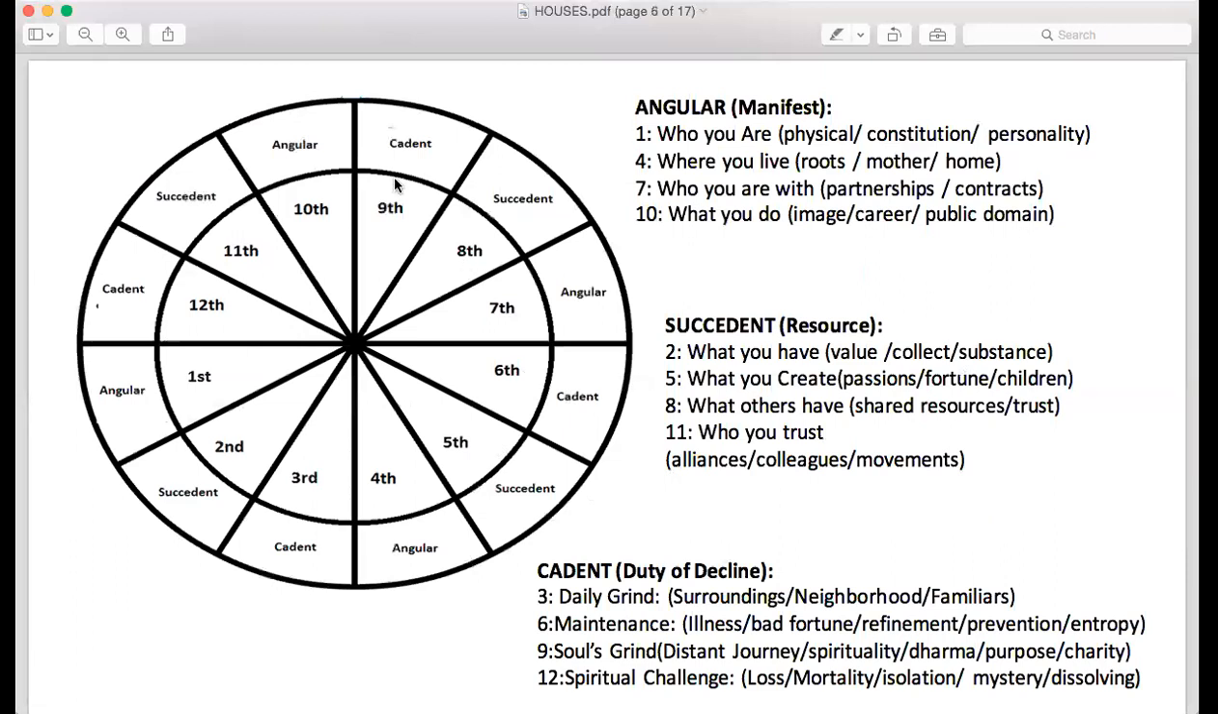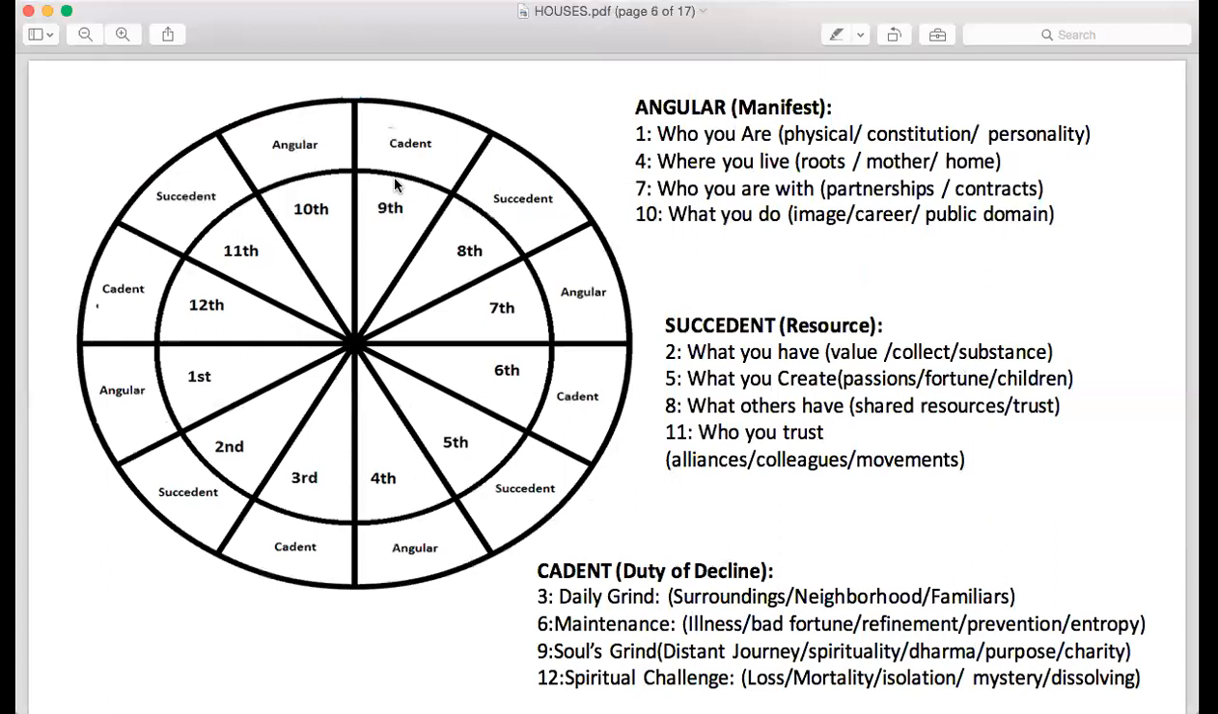9th, soul's grind. This is considered the least bad of the cadents because it's spiritual and can bring great clarity, insight, and awakens spirit. It's the house of God. We'll review that in the planetary joys at the end. But this is distant journeys, spirituality, dharma, purpose, and charity.